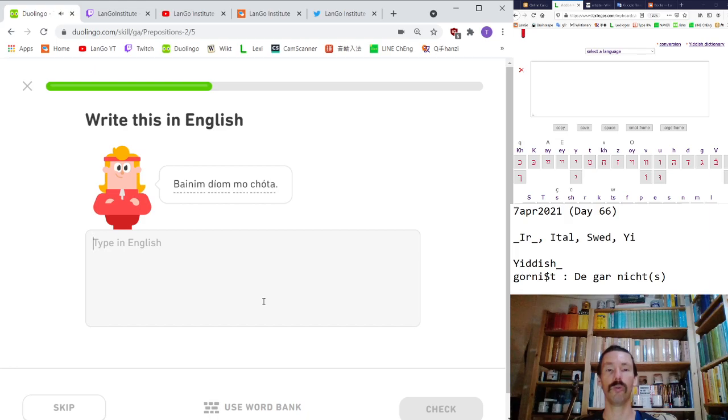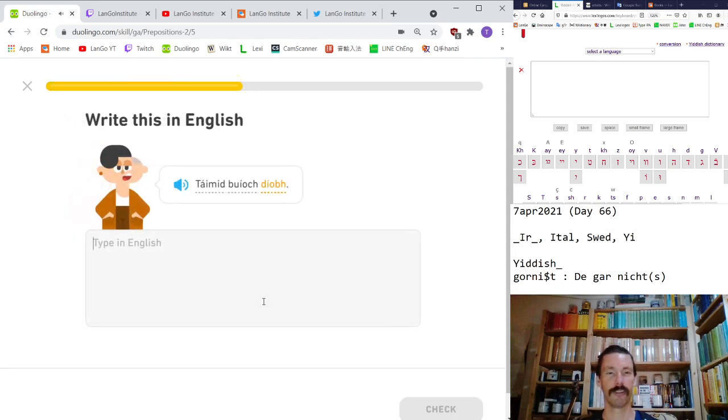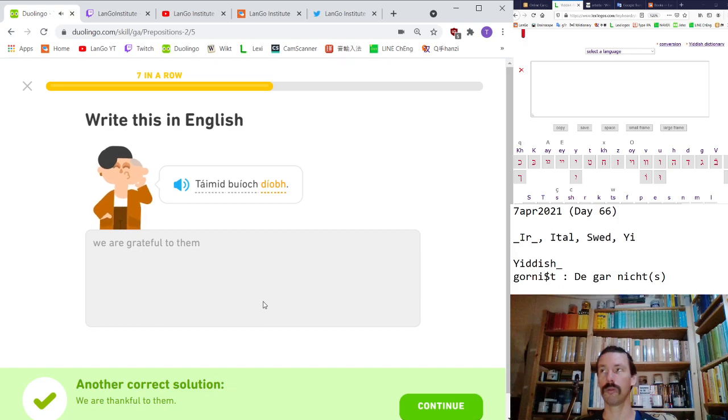Bainim díom mo chóta. I take off myself my coat. Cat. Tá muid buíoch dóibh. Táimid buíoch dóibh. This is the third plural. We are proud. We are thankful, grateful to you, to them. So, the I-O sequence means them. A single letter I with an accent means you.